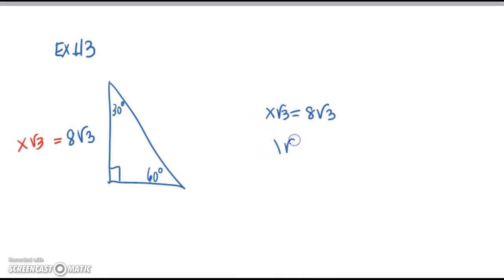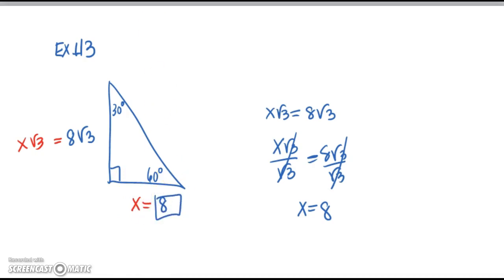Well, we can take our equation and divide both sides by root 3. And the root 3's are going to cancel out, so you're left with x equals 8. And so x here across from 30 is now equal to 8. So this side of our triangle is 8. And the hypotenuse, which is the 2x side, is 2 times 8. So the hypotenuse is 16.